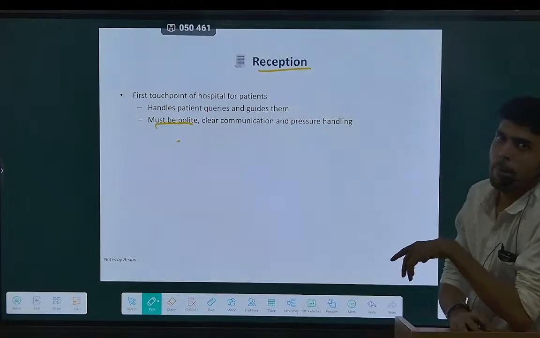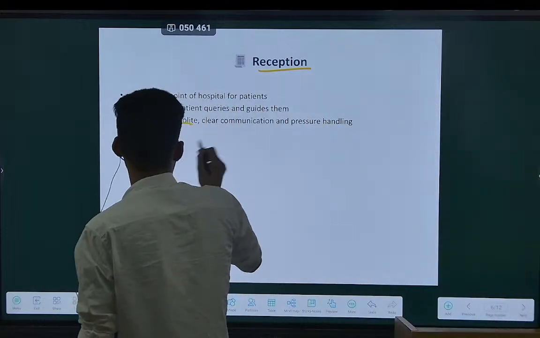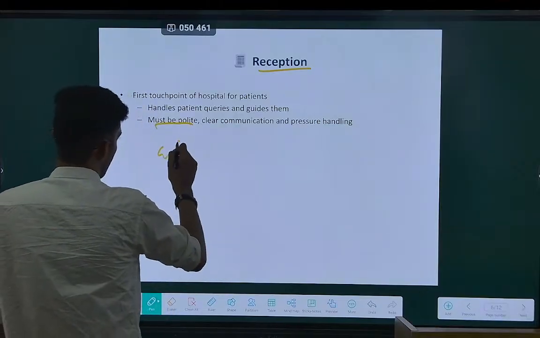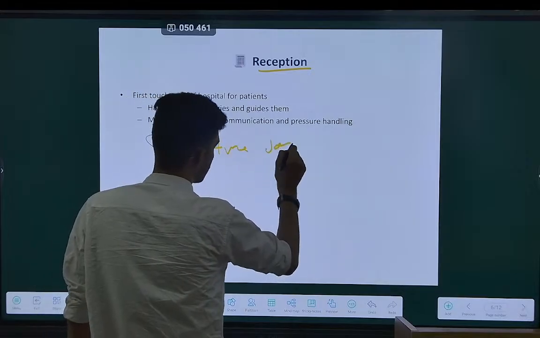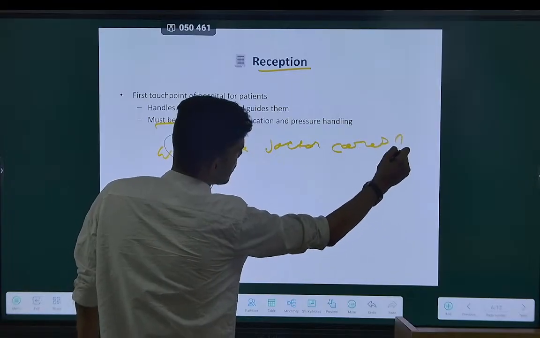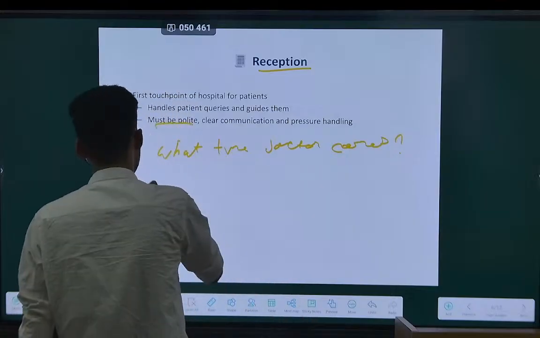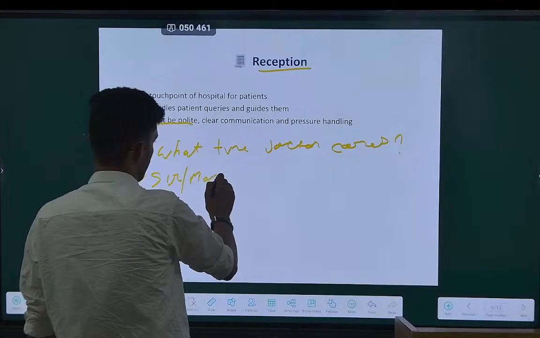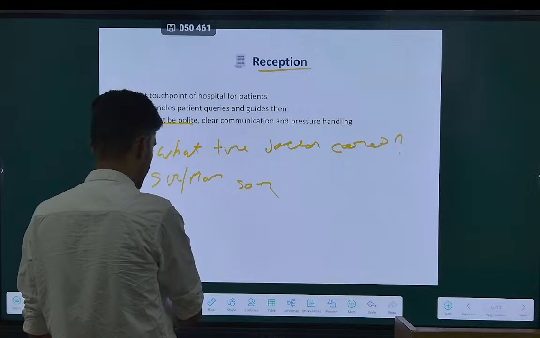So when the patient comes, what type of questions does the patient generally ask the receptionist? What time does the doctor come? These are some frequently asked questions to the receptionist. So you need to be polite and you need to always start with sir or ma'am. So and so doctor will come at that time.